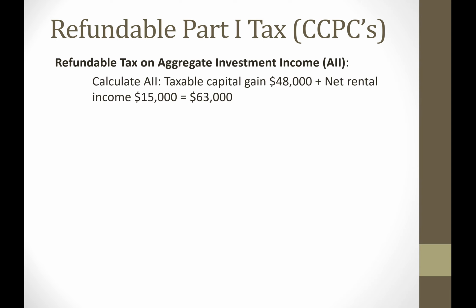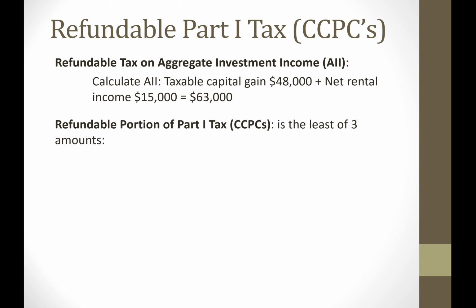Now recall that the refundable Part 1 tax only applies to AII, so step one, calculate the amount of aggregate investment income. For Bowen Ltd, they had a capital gain. We have to multiply that by 50% to get the taxable capital gain, and then we add their net rental income. Now remember, dividends that are deductible when calculating taxable income are not included in AII. So those dividend amounts that Bowen Ltd received during the year, those are not part of the AII calculation. So Bowen has AII of $63,000.